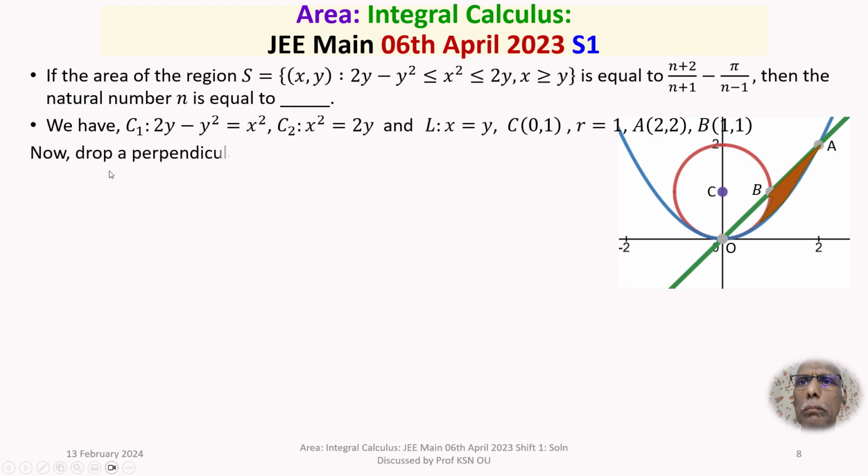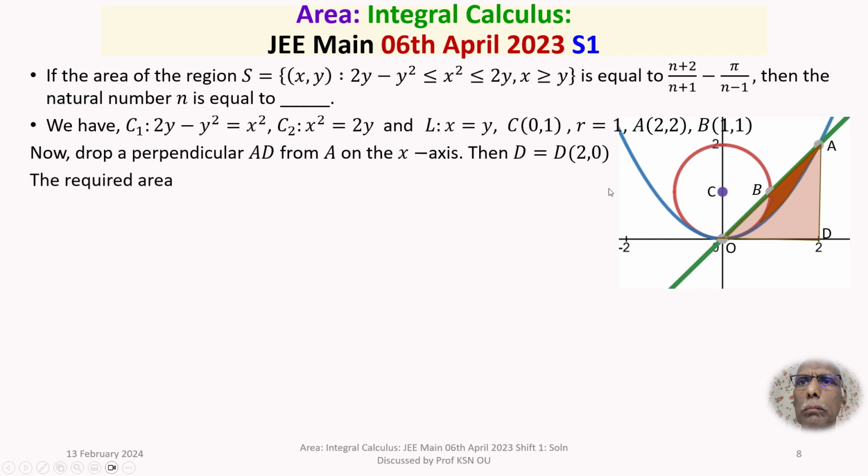So now drop a perpendicular from A onto the x-axis. Call it AD. Then A has coordinates 2, 2, and if we drop the perpendicular, D will have the coordinates 2, 0. So this is your D. Now the required area, this area, how do we get the required area?